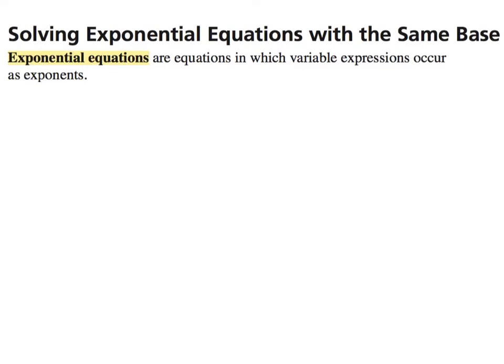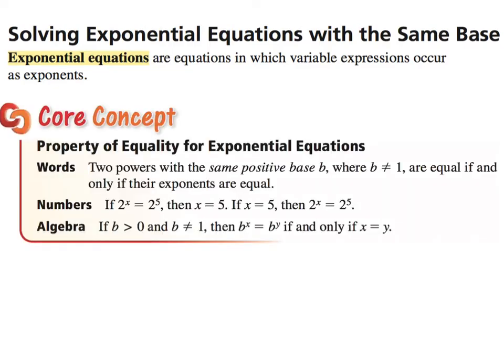Exponential equations are equations in which the variable expressions occur as exponents. Just like I told you, the exponents are your variables. Here's your core concept: properties of equality for exponential equations. So in words, here's what it says. 2 powers with the same positive base b, where b is not 1, are equal if and only if their exponents are equal.